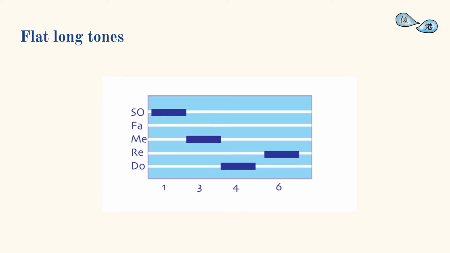Now, let's start with the first category, flat long tones. As we can see from the picture, tones 1, 3, 4, and 6 are flat long tones. So how do the 4 of them differ from each other? It will be easier if we correspond each tone to a musical note. So, mi, do, re.